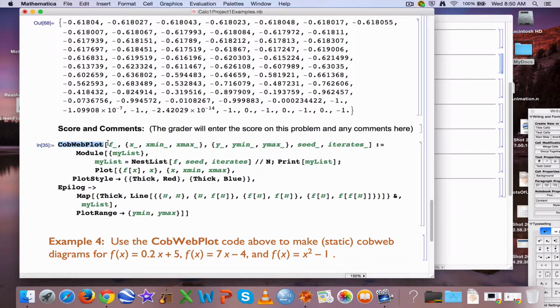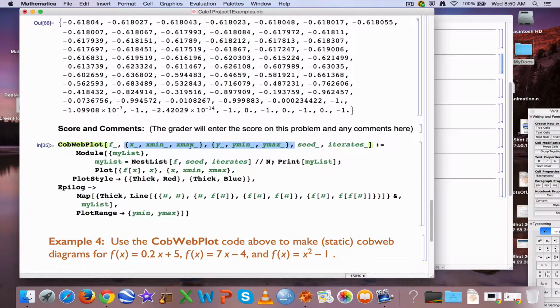And this function has a number of different inputs. It's got the function that you're going to iterate. And this is the way the syntax goes. If you don't know much Mathematica, don't worry about it. If you do know Mathematica, you might want to try to understand this. That's the function you iterate. You put an underscore to emphasize it's going to be the input for this CobWebPlot function.